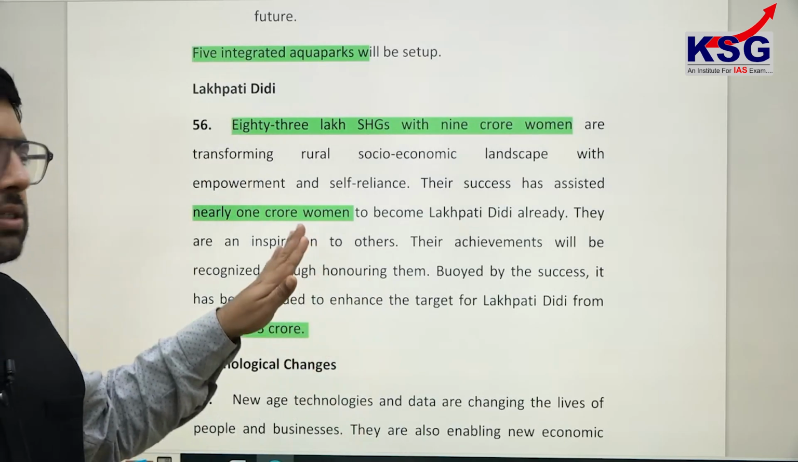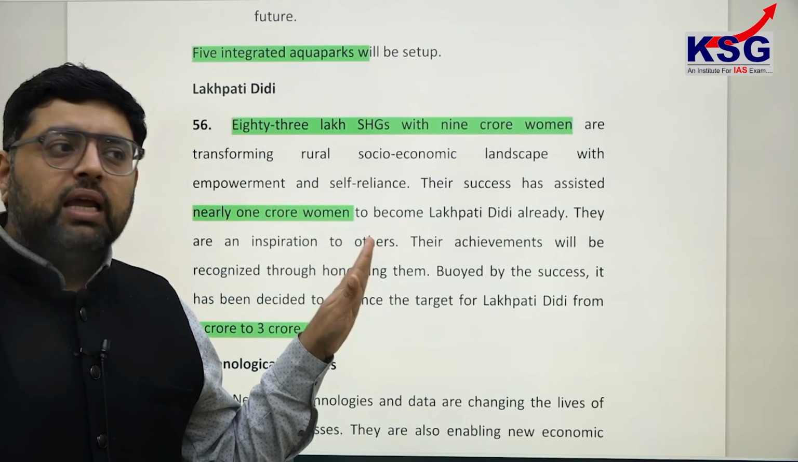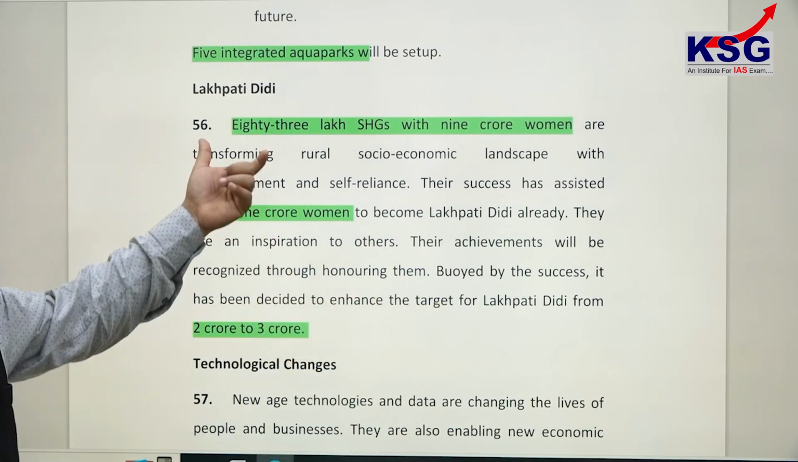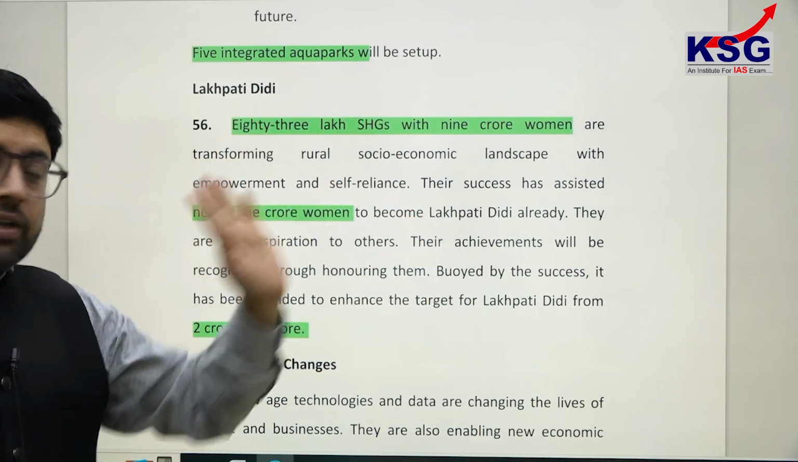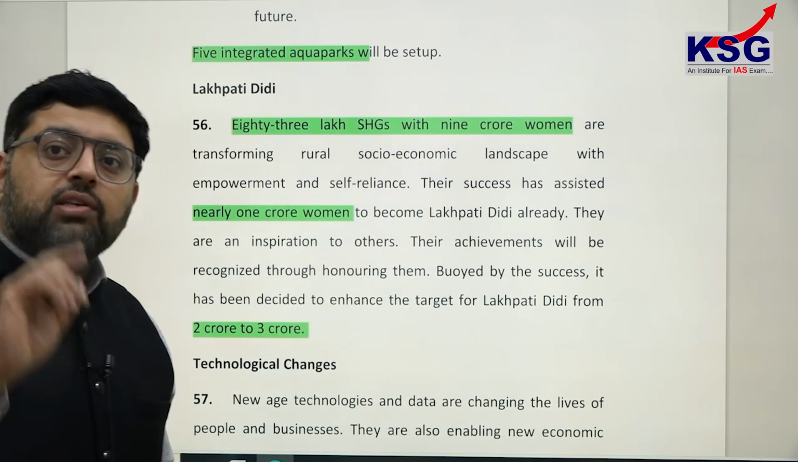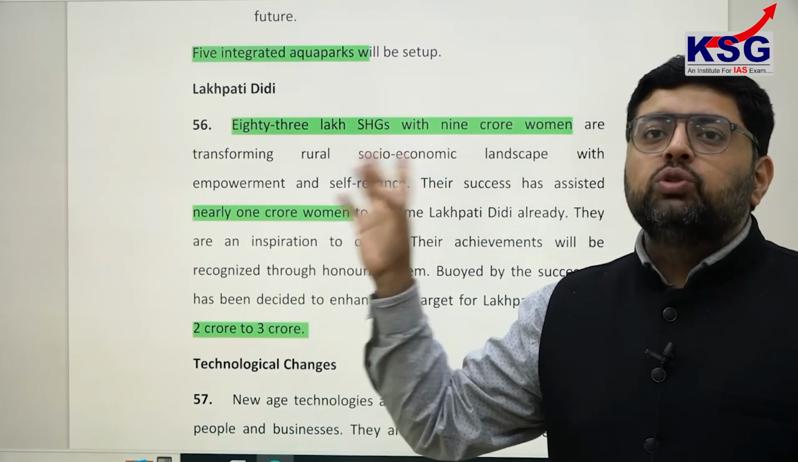Now basically this scheme, Lakpati Didi scheme, is for, you can say, poverty alleviation with the help of self-help groups. In the beginning they have said that there are around 83 lakh self-help groups in which there are around 9 crore women. So you can say it is the best way to reach women, through self-help groups.